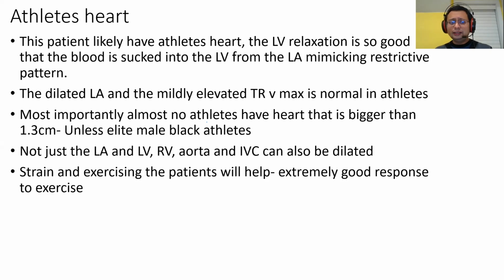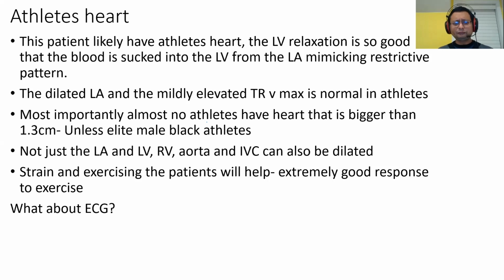What else can you do in athlete's heart? You can actually do strain. You expect the strain to be normal. You expect the patient will exercise very well. One of the things you can use is CPET, cardiopulmonary exercise testing. Usually in athletes, their capacity will be more than 50 mL per kg per minute, or more than 120% of what is expected for their age and gender.